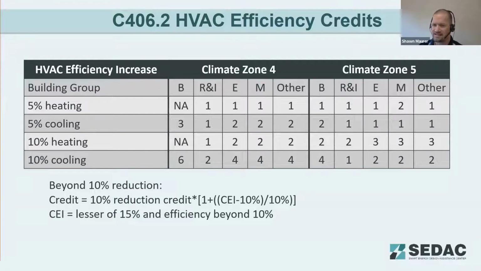If your efficiency exceeds that 10%, you do get more credit added to the system. So you can see a calculation at the bottom here. For each percent beyond the 10% up to a 15% increase, you do get additional credits added onto your efficiency package. So again, driving for these higher efficiency HVAC systems, giving you more credit for doing a little bit more to do higher efficiency technologies.